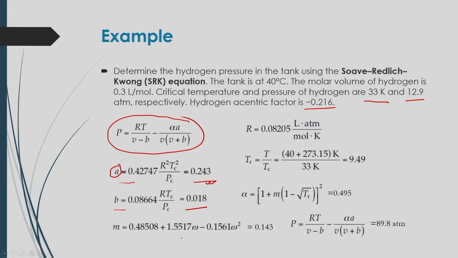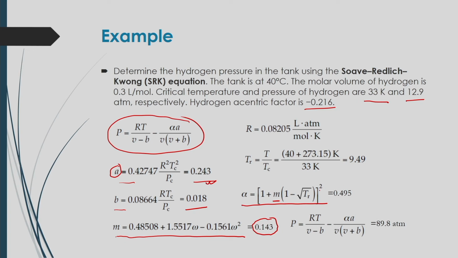Then you have to calculate the M value, because to calculate the alpha value, the M value is required. M is a function of the eccentric factor, which is given to you. If you substitute that eccentric factor omega in this equation, you can calculate the M value. So M is coming as 0.143. Then finally you can get the alpha value.